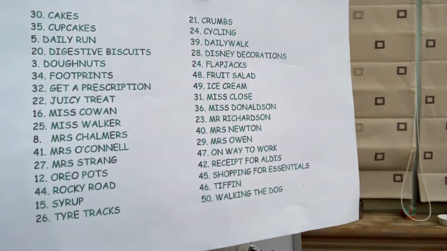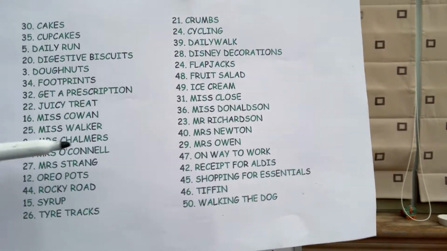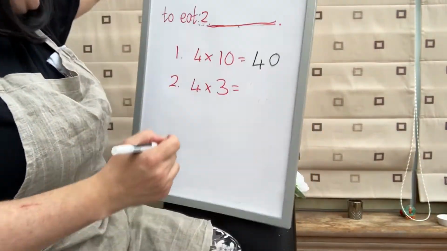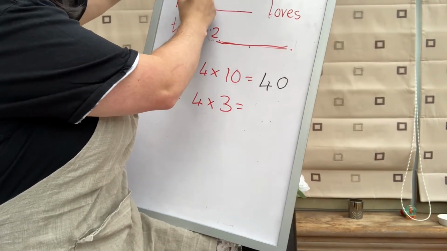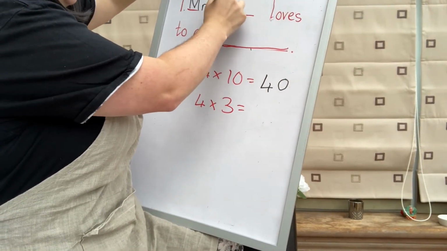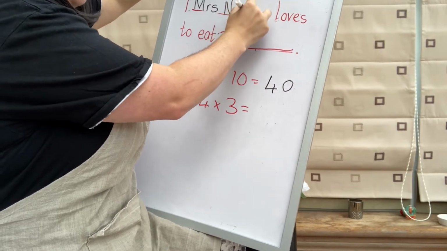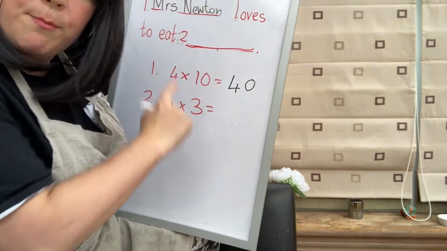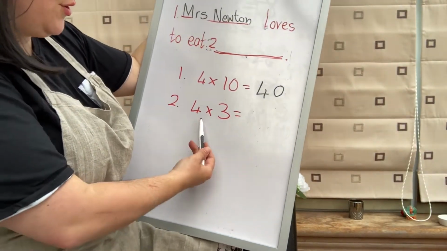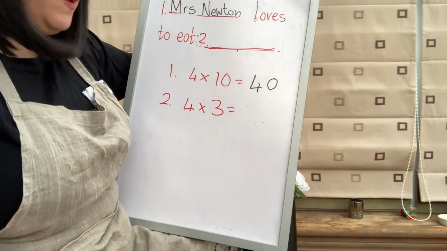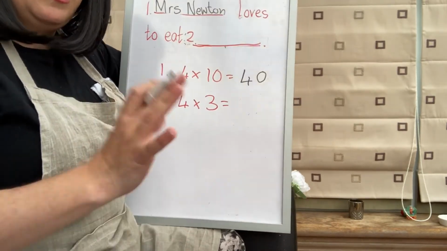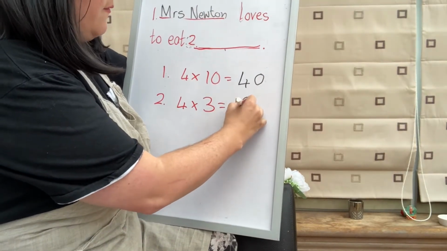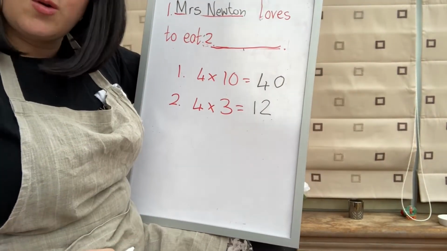If you want to, you can pause the video and guess. Otherwise, oh, there she is. It's Mrs. N herself. All right, so Mrs. Newton loves to eat. Now, we're on to number 2. Okay, so number 2, 4 times 3. Let's see that. 4 times 3, 3, 6, 9, 12. All right. So 4 times 3 is 12.